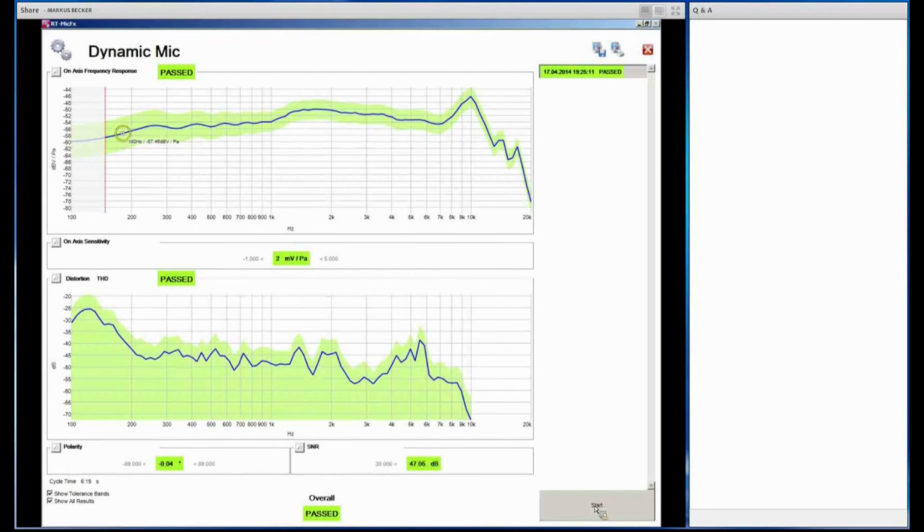You see here the green bands. This is our tolerance band, so all the tested microphones must be within these bands to be passed, or here within these numerical values. So this is the mode you would apply when you do production testing.